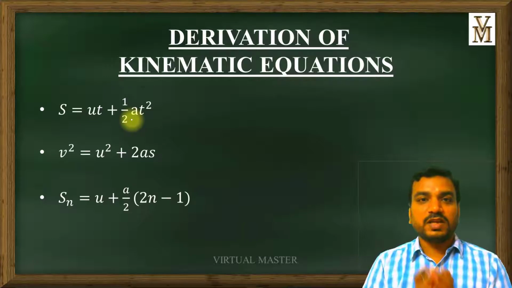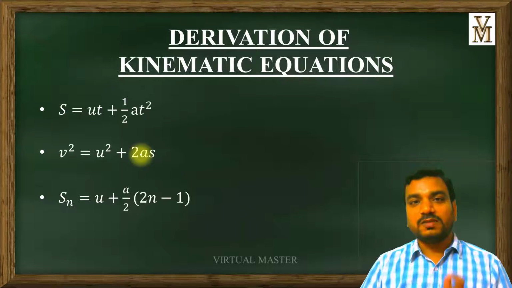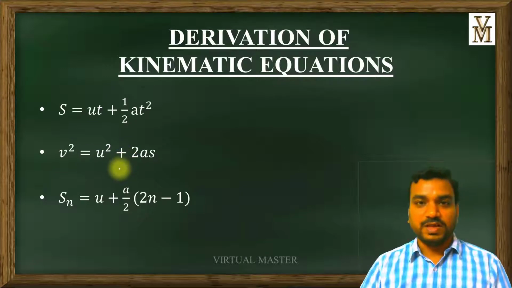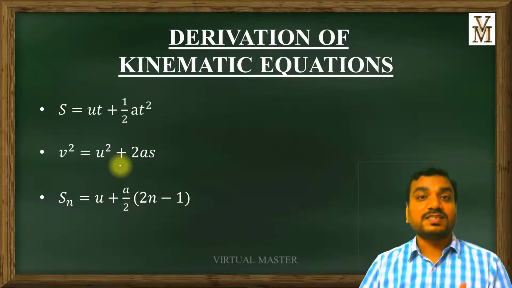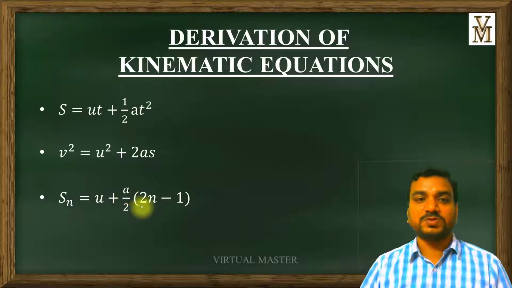Also, we are going to derive one more kinematic equation which gives the relation between the final velocity and initial velocity of the object, that is v square equals u square plus 2as. And lastly, we are going to derive the formula for distance covered by the object in the nth second, that is Sn equals u plus a by 2 into (2n minus 1).